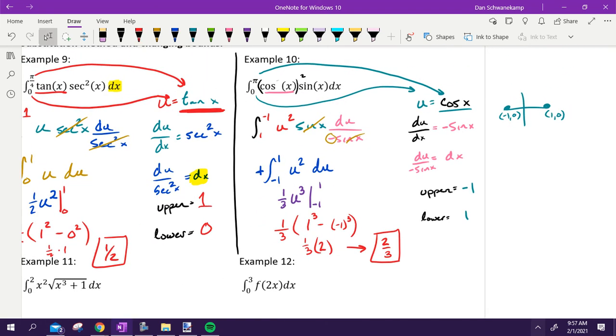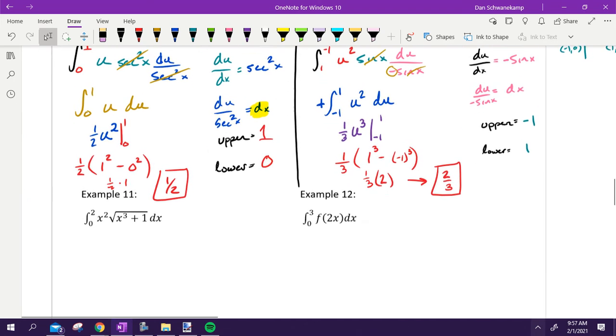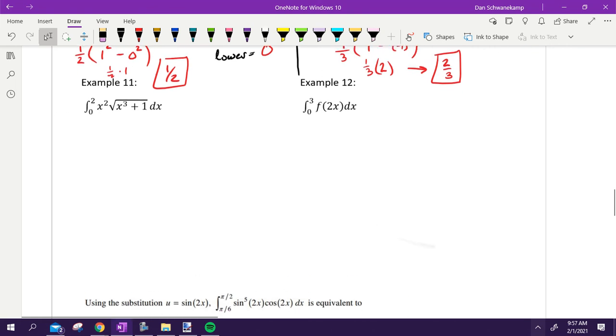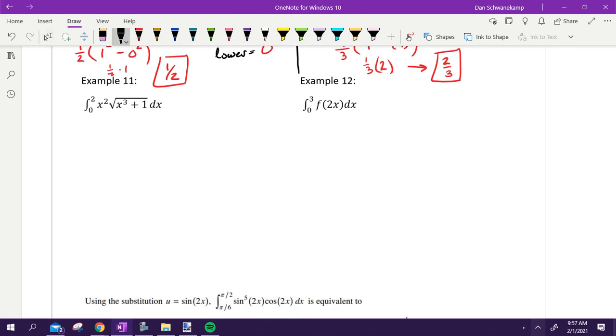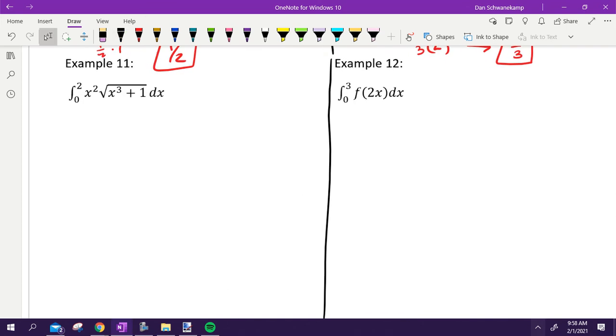Questions on 10? Let's go to 11. Okay, same idea. On number 11, we're integrating from 0 to 2, x squared times the square root of x cubed plus 1. Tell your neighbor what you think u is going to be. Right, here we go.